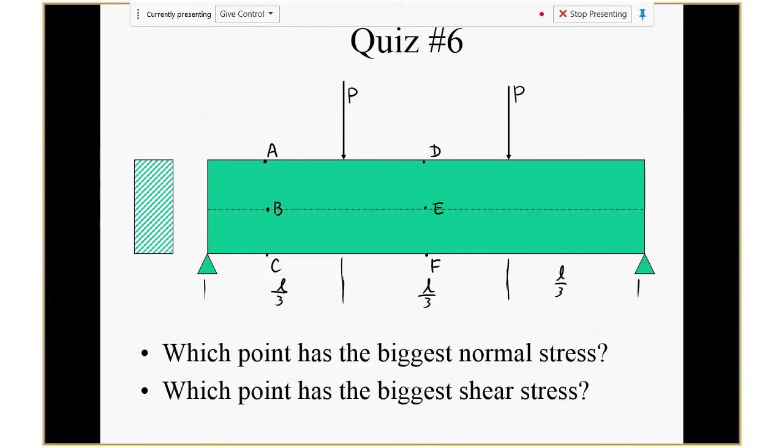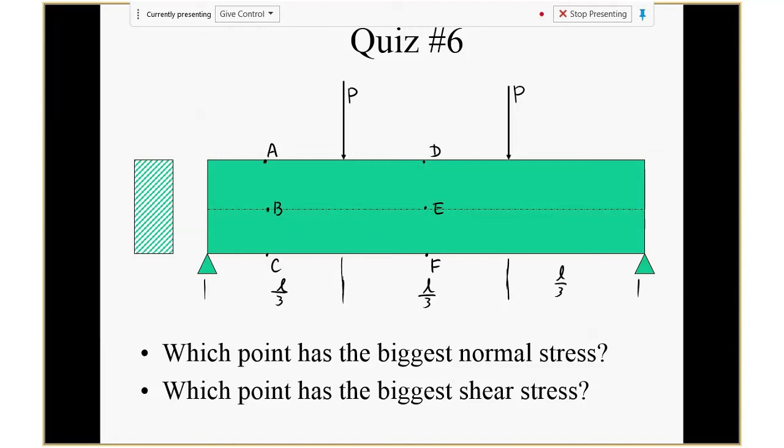Okay, what about shear stress? Where's the maximum shear stress? A and B? What about A? What's the shear stress at point A? It's 0, right? The top edge and bottom edge are always 0. So it can never be at A or D or C or F. That's impossible. It's always 0 there. So the only possibility is B or E.